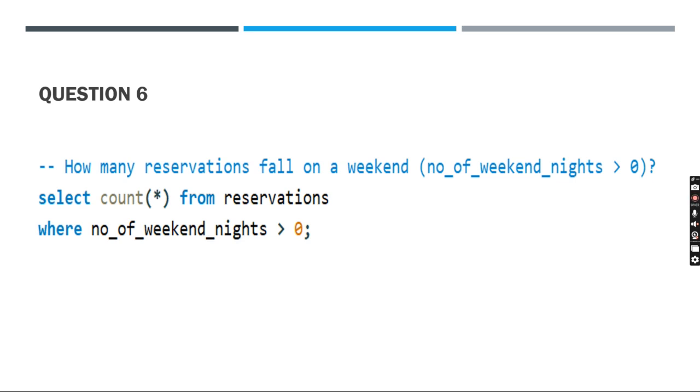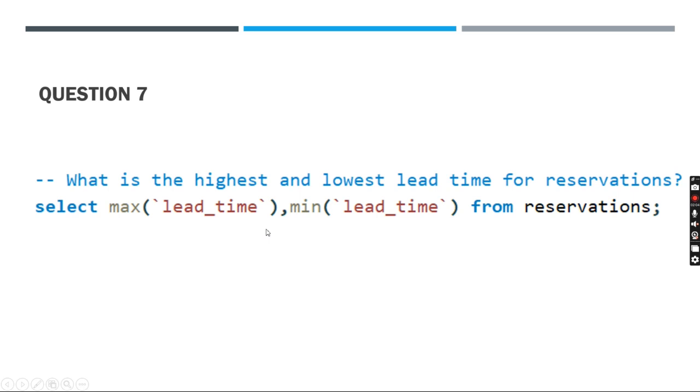The next question, how many reservations fall on a weekend, which means number of weekend nights is bigger than 0. Here's the condition. We just count all the records where the number of weekend nights is bigger than 0.